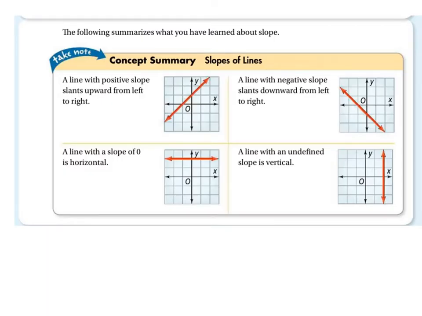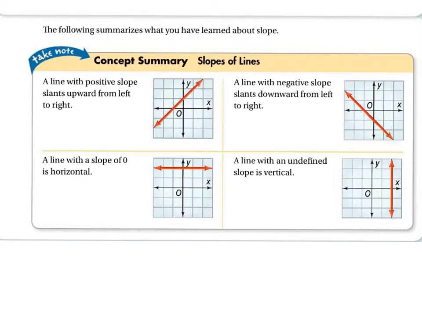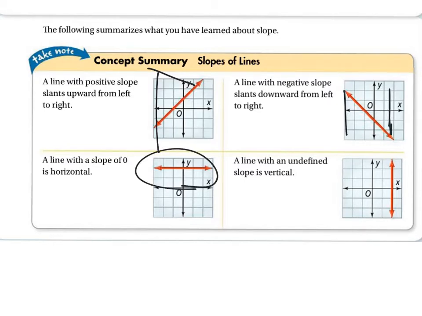So this concept summary, again, puts together what we talked about earlier. Positive slope, negative slope. And like I said, if you remember, positive, negative. 0 slope is horizontal, and undefined slope is vertical.